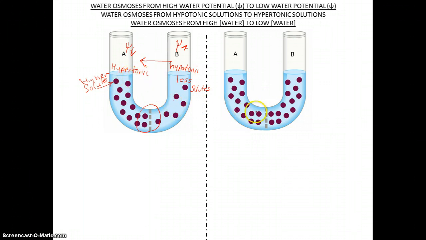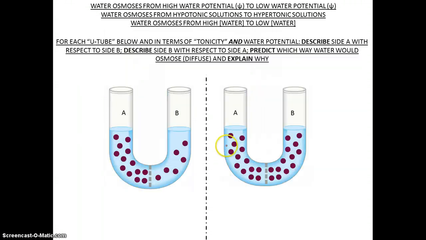In this scenario, we have an equal number of solutes and an equal amount of water. So we say this is isotonic. So A is isotonic and B is isotonic. So the movement of water leaving and entering are equal. So again, water moves from high water potential to low water potential, or from hypo to hyper.